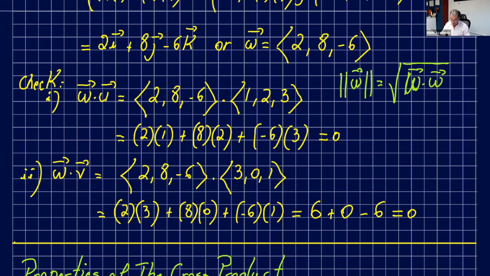So our answer is right. If you want to find the magnitude of w, that's the square root of w dot w, or you can say that it is the square root of w1 squared plus w2 squared plus w3 squared.